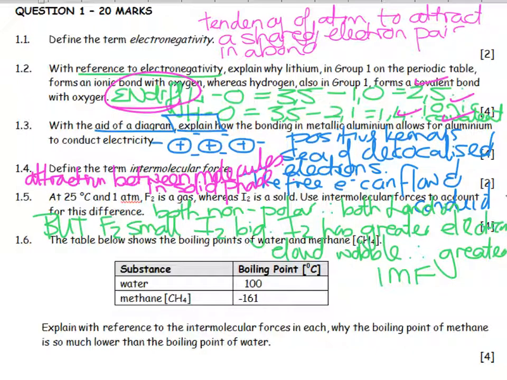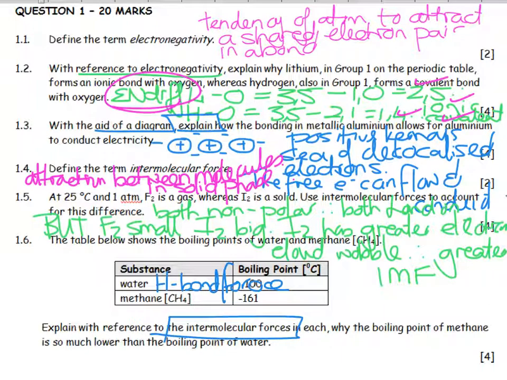The table below shows the boiling points of water and methane. So boiling point of water was 100, methane minus 161. Explain with reference to intermolecular forces in each why the boiling point is so much lower in methane than water. So again, I need to look at the difference. Water has got an H bond force. It doesn't say tell me all about that force. It just says explain with reference to intermolecular forces, not explain the forces.